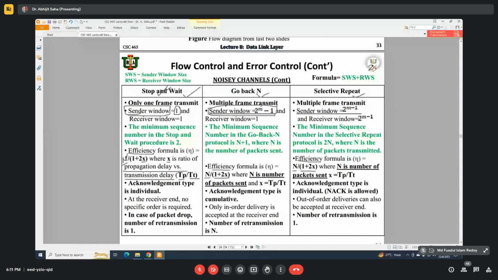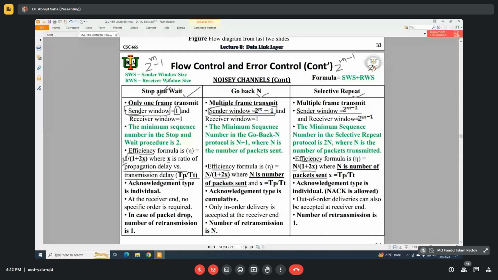This is the formula that you need to be very careful about. For go back N, it is 2 to the power m minus 1. And in case of selective repeat, it is going to be 2 to the power m, and with that m, it's going to be minus 1. That is the difference you should be very clear about.